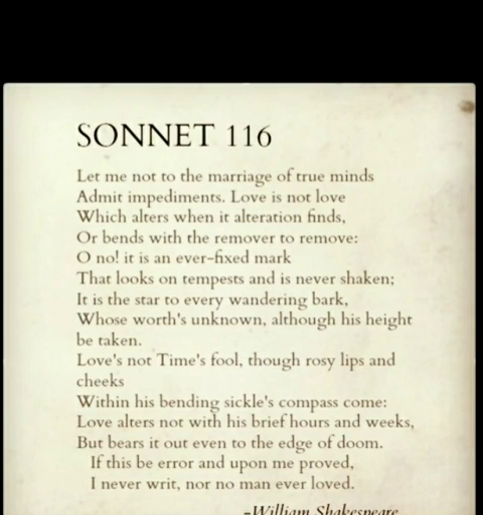Today we are going to discuss sonnet number 116, The Marriage of True Minds. Before that, we have a glimpse of introduction to the sonnet.